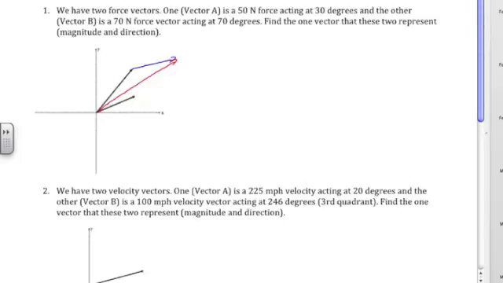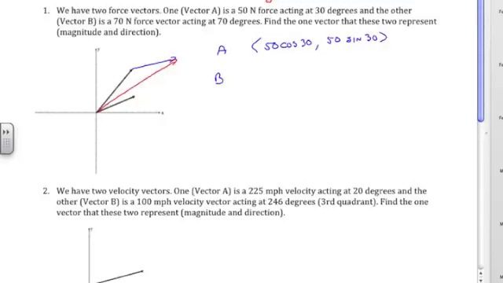So now what I'm going to do is take each vector and change it to XY notation. So I'm going to change vector A, and I'm going to change vector B. So the first one, the magnitude's 50 and the angle's 30. So remember, I'll write at the top, x is equal to the magnitude times the cosine of the angle, and y is equal to the magnitude times the sine of the angle. So for the first one, it's going to be 50 times the cosine of 30, and 50 times the sine of 30.